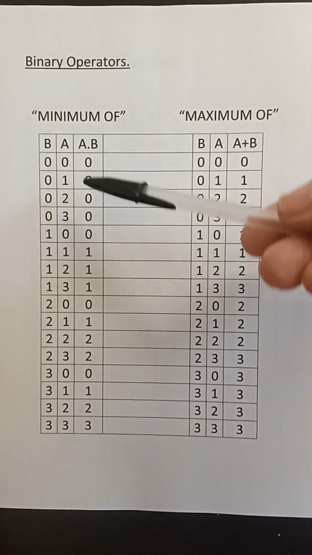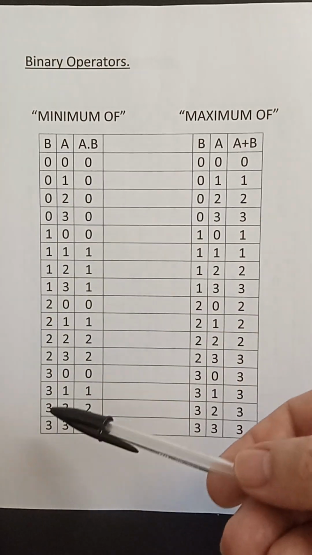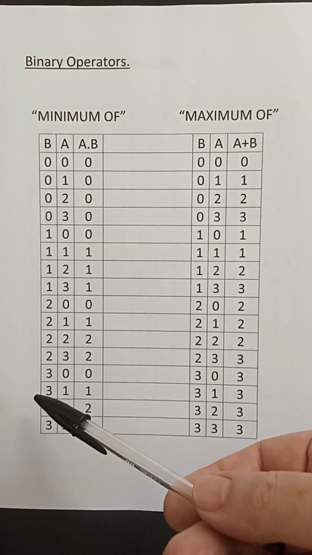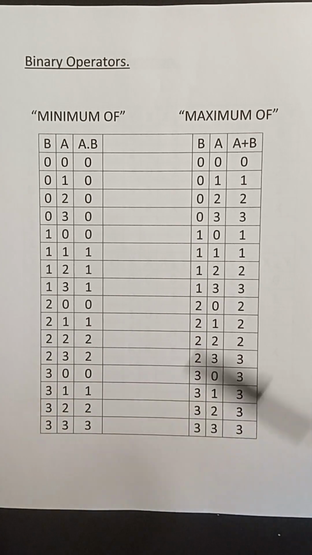So the minimum of function just takes the minimum value of whatever is on its inputs. So the minimum value of 3 and 1 here is 1. The maximum takes the maximum. 3 and 1 here is 3.